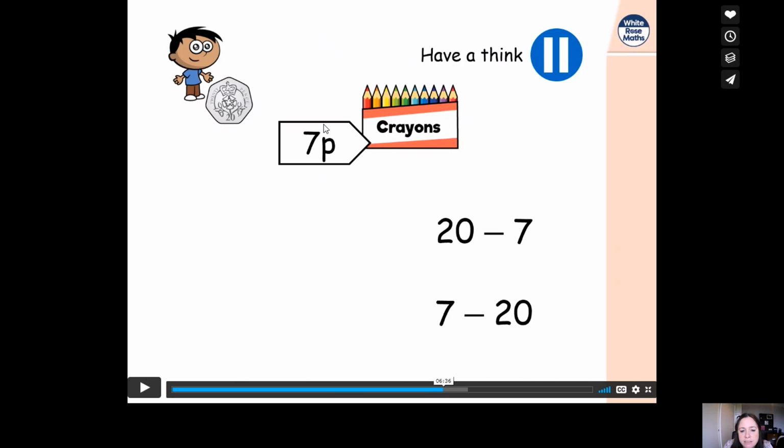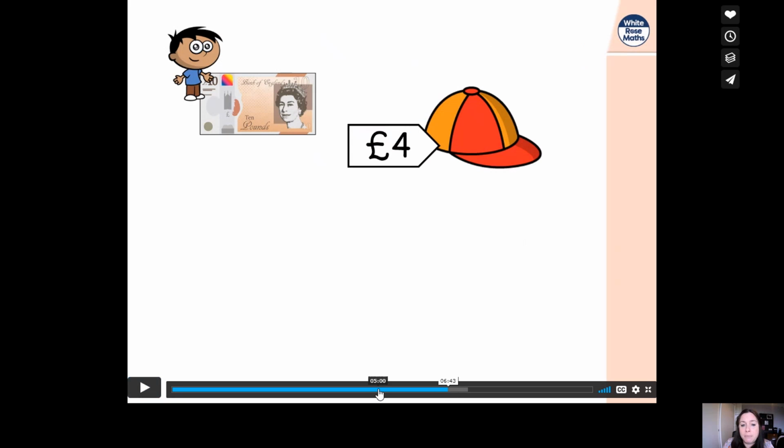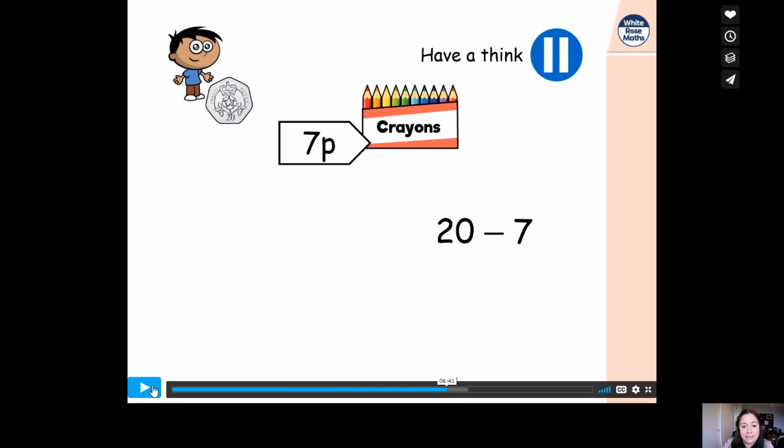20 and 7, and we want to know what goes with 7 to make 20. Number bonds to 20, and the next one I have a feeling could be number bonds to 10.